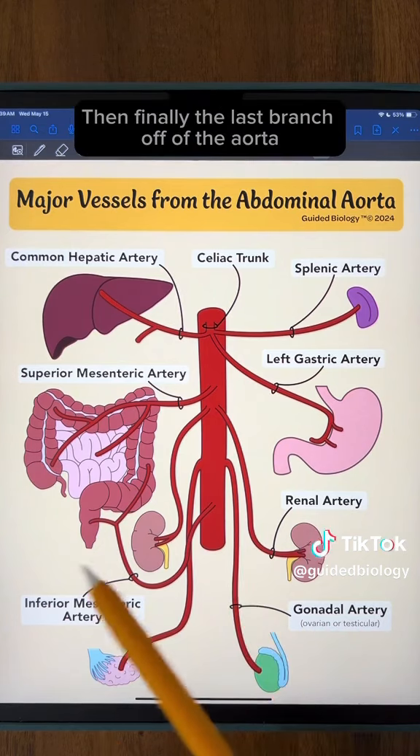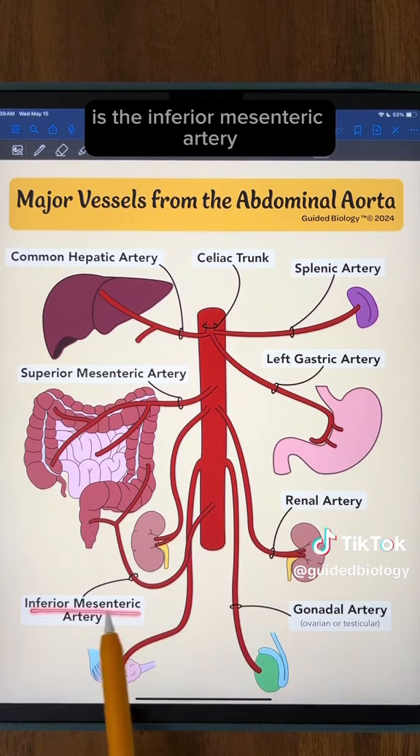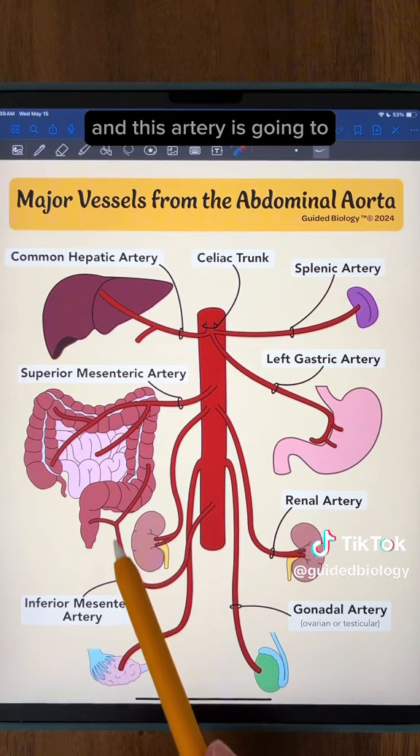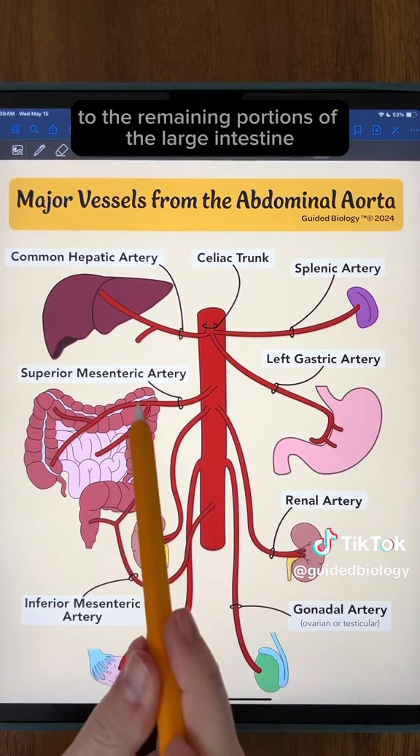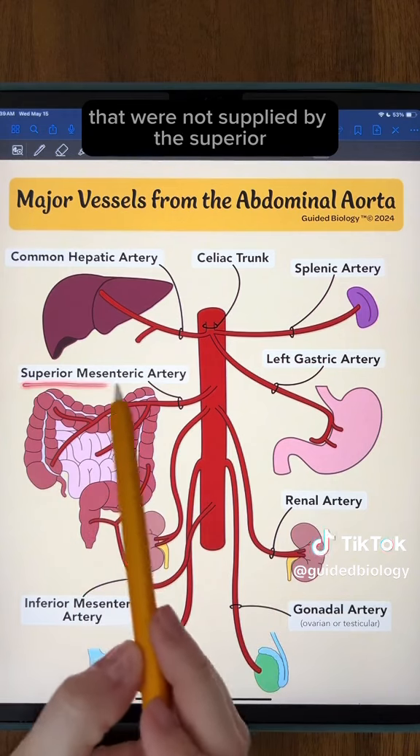And then finally, the last branch off of the aorta is the inferior mesenteric artery, right? And this artery is going to supply blood to the remaining portions of the large intestine that were not supplied by the superior mesenteric artery.